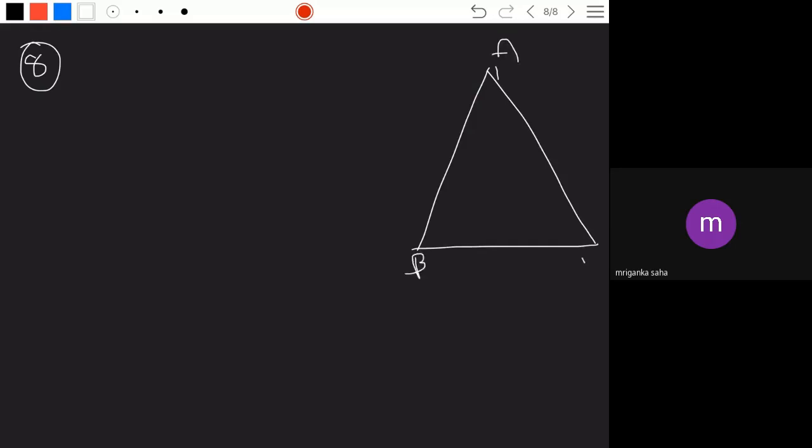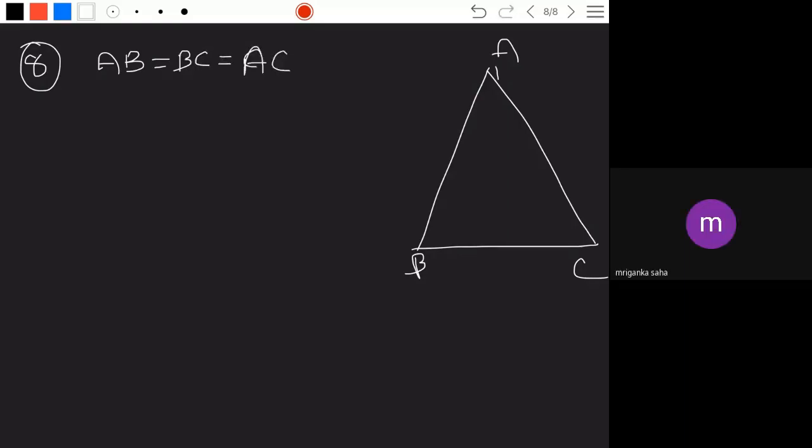Eighth problem also: in an equilateral triangle, each angle is 60 degrees. Simply show that the angles of an equilateral triangle are 60 degrees each. How do you prove it? Sir, we know that it is 60 degrees, but we can prove it, sir, by the angle sum property? Yes. Equilateral triangle is nothing but AB equal to BC equal to AC.